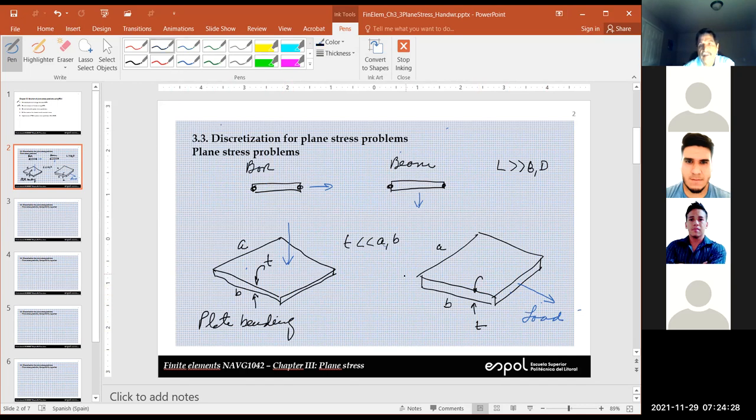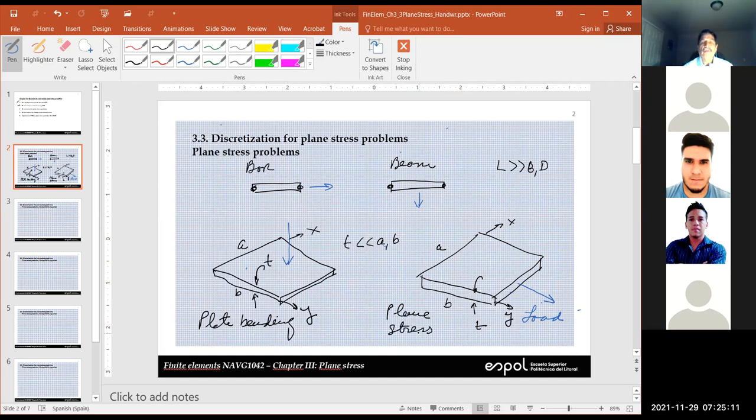Okay, so in this case, for example, let's call this X, and let's call this Y. So the loads are going to be applied in the XY plane, while when we talk about plate bending, we apply them in the lateral direction. So that's in the perpendicular direction with respect to the XY plane. So this is X and this is Y. Okay, so this is what we are going to be working with in this subchapter. And this is what we call plane stress.